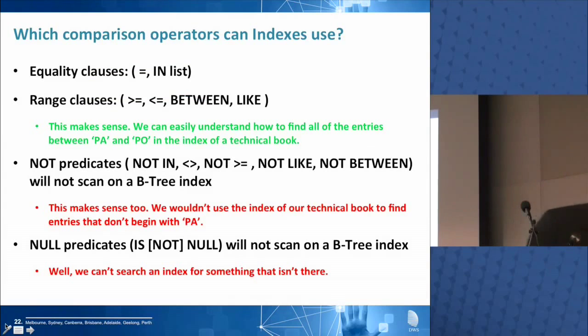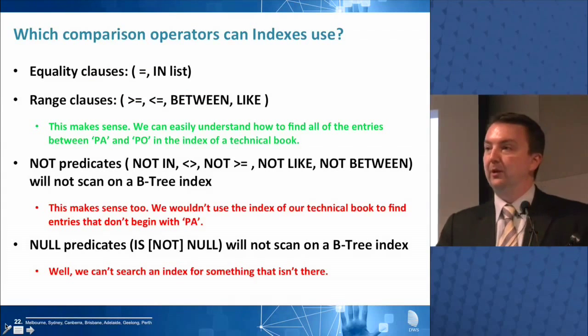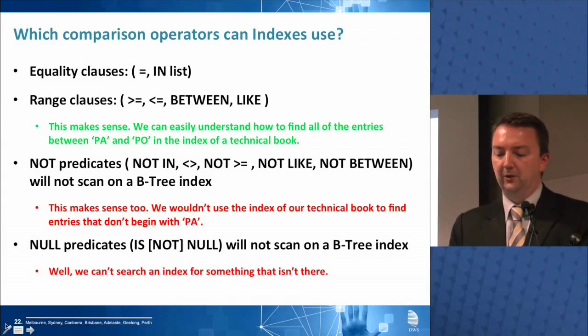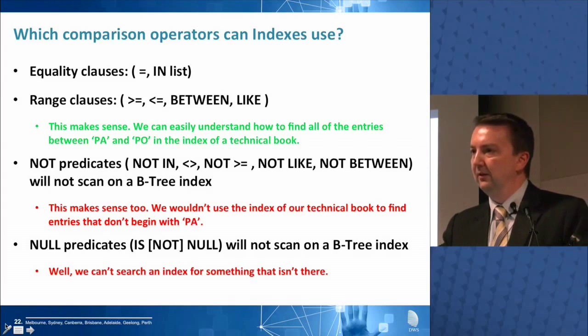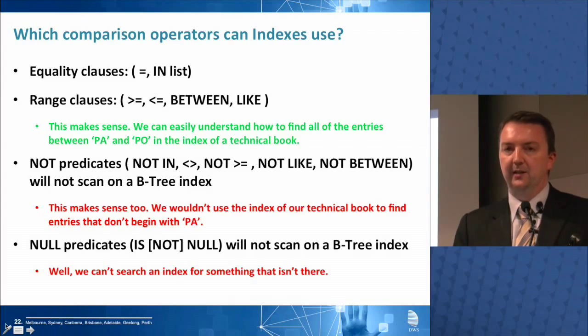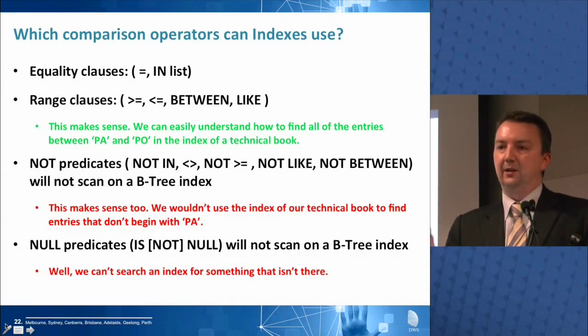All right, I said before that we could use between and we can use equals. So here's pretty much a full list. We can use equality clauses, equals and in lists, where in A, B, C, D. Okay, that's an equality condition. We can use range clauses: greater than, less than, greater than or equal, less than or equal, between, and like. Okay, like is a range clause.